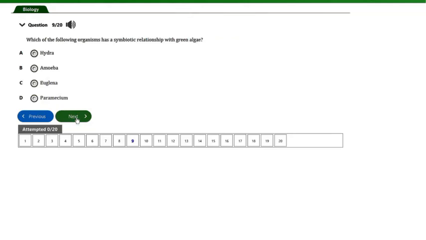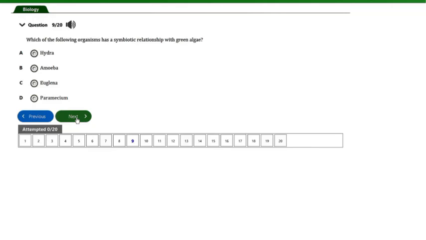Let's look at the next question, and that's question number 9. Which of the following organisms has a symbiotic relationship with green algae? So options: A. Hydra, B. Amoeba, C. Euglena, D. Paramecium. So guys, the answer to this question is Hydra. Hydra is the organism that has a symbiotic relationship with green algae.